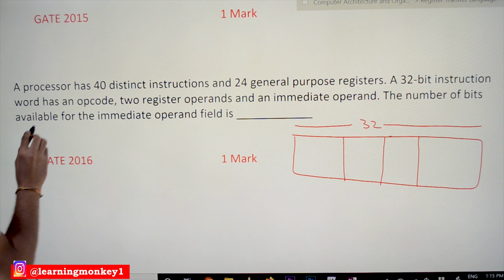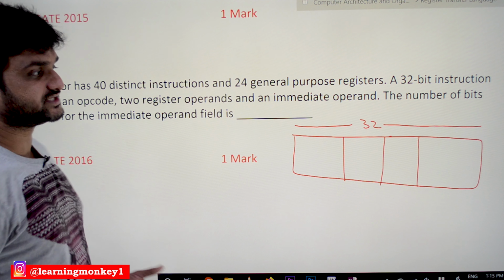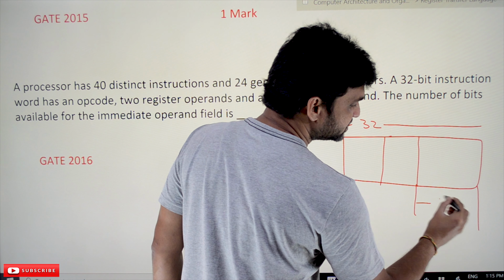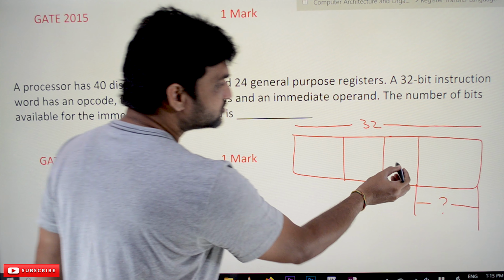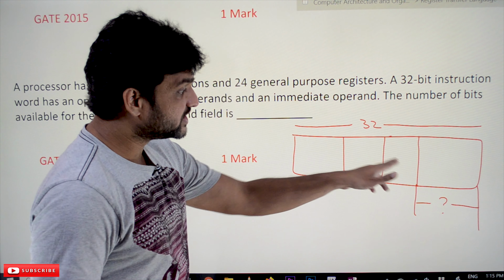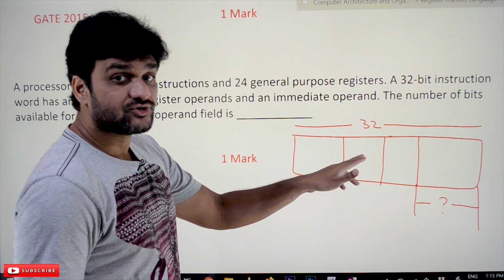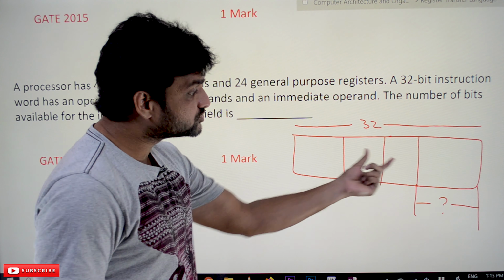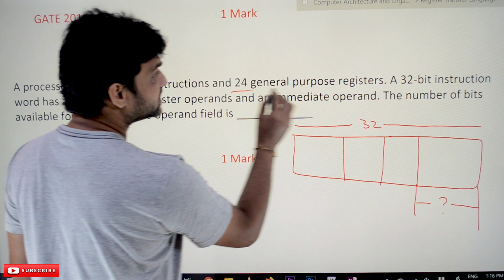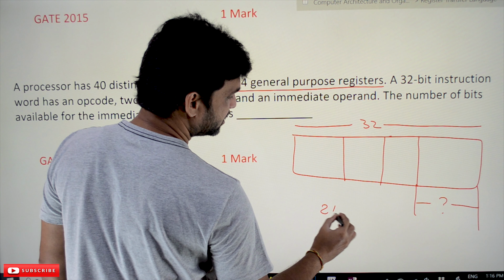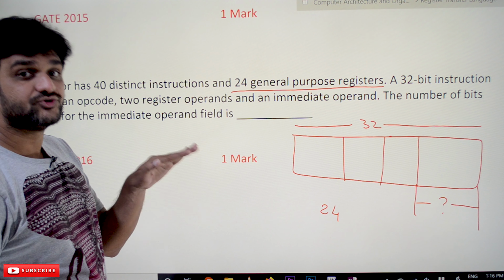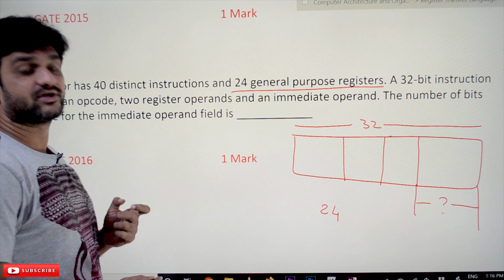The question asks for the number of bits available for the immediate operand field. So for these two register fields to be filled, each part is going to store the address of a register. How many registers are there? 24 general purpose registers. So in order to identify each and every register uniquely, how many bits are required?